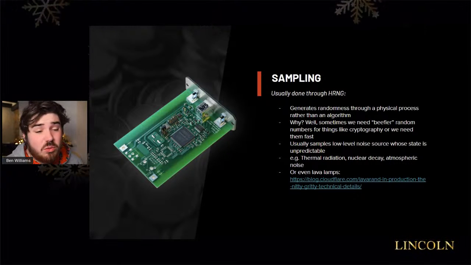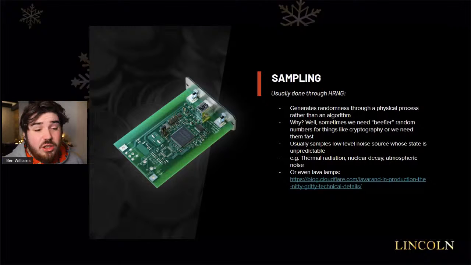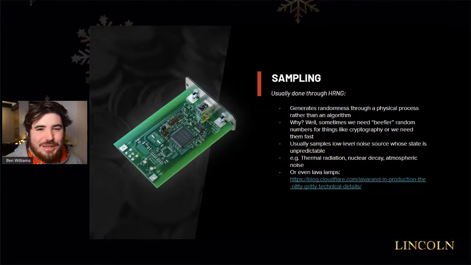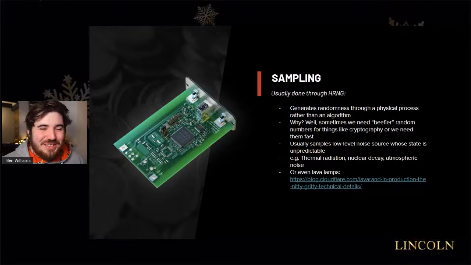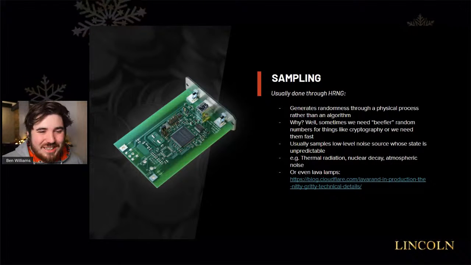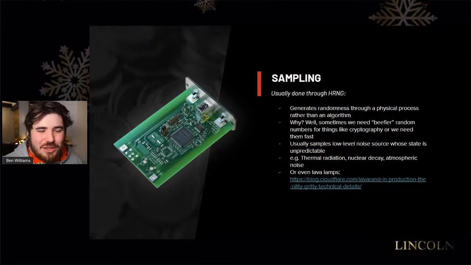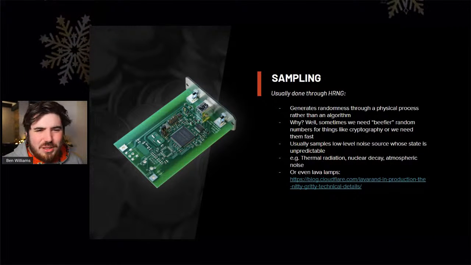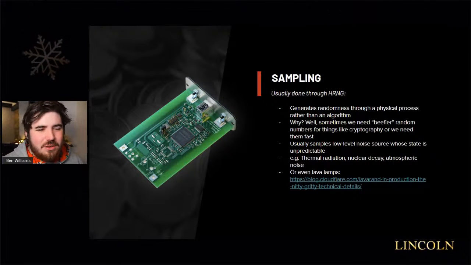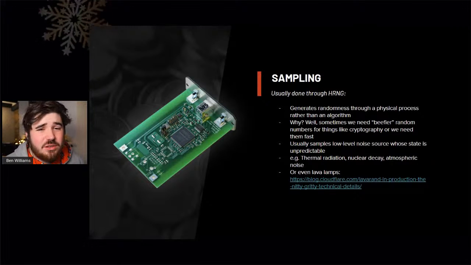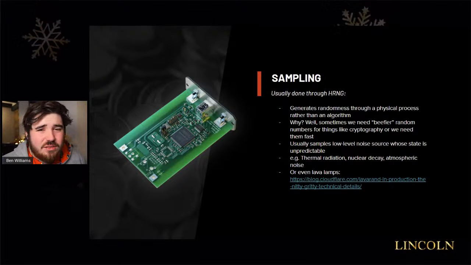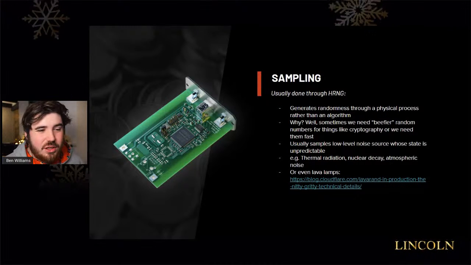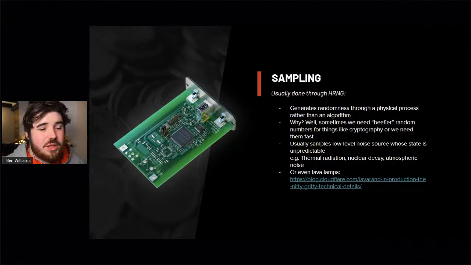So things like thermal radiation, nuclear decay. I don't exactly understand it myself because I'm not a physicist, but as far as I'm aware, you can look at a radioactive element, and then based on the nuclear decay of that, you can get some random numbers out of that. And things like atmospheric noise, so electronic noise, that kind of stuff, the static you see on a TV, you can sample that kind of stuff and use it for random number generation.